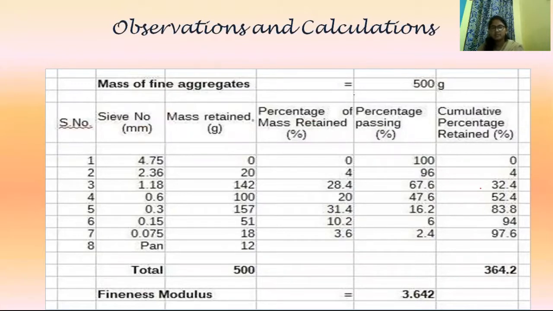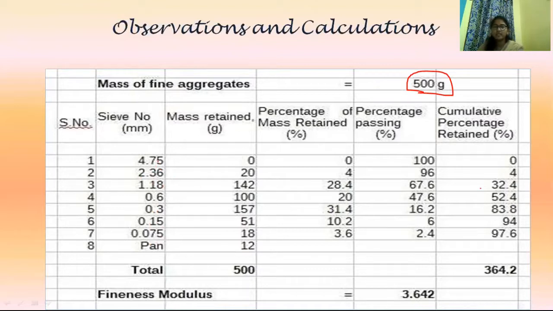Generally, we can take 500 grams of sample. The sieve set is placed top to bottom. At the bottom of the sieve shaker is the pan, and at the top we arrange the sieves from top to bottom in increasing order: 4.75, 2.36, 1.18, 0.6, and so on.